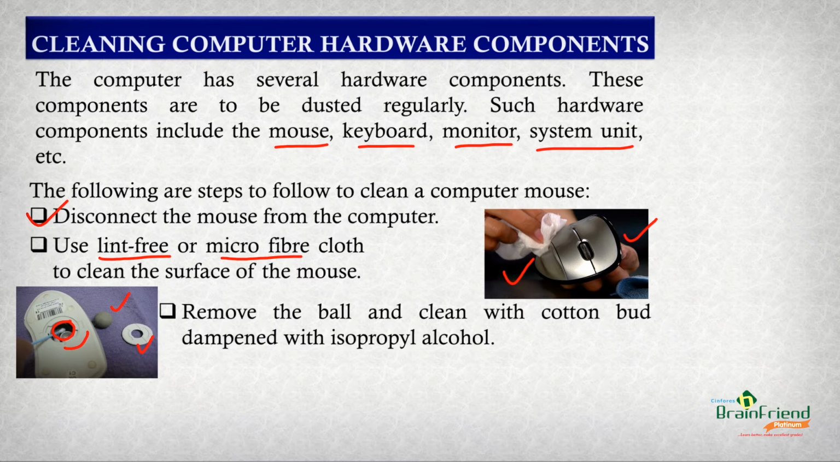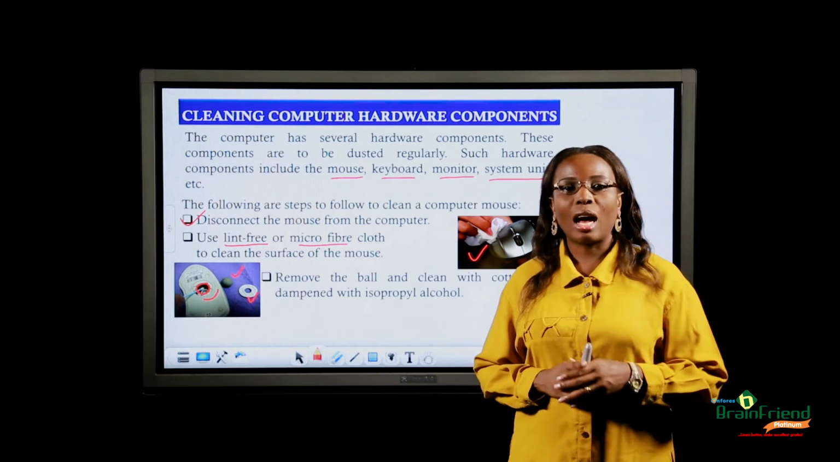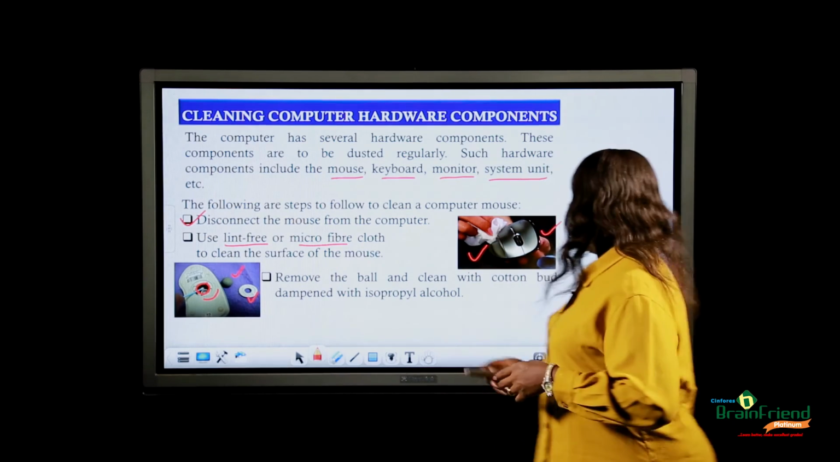Mind you, dip the cotton bud in isopropyl alcohol. Let it just be damp. It shouldn't be dripping with the alcohol. Just dampen it a little and use it to clean the mouse for both the optical mouse and the trackball mouse. Next, let's look at how we can clean our keyboard.